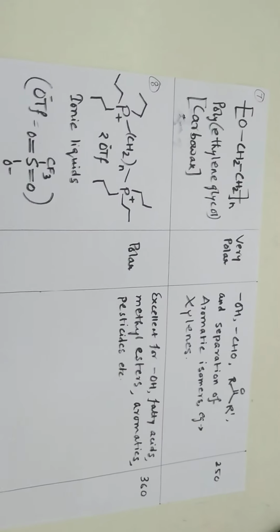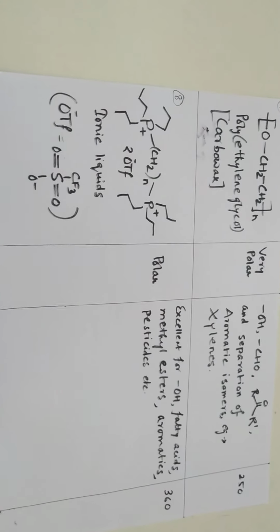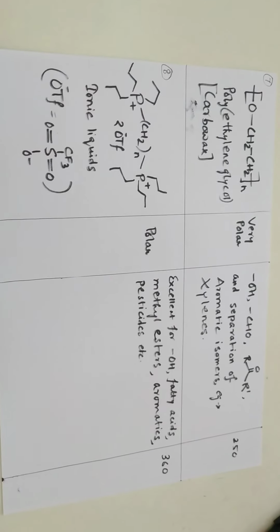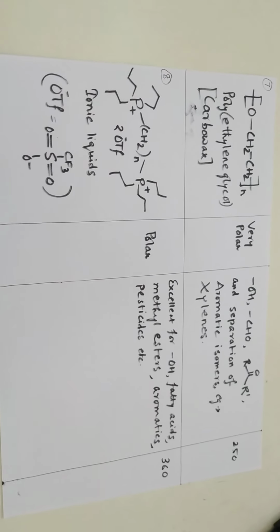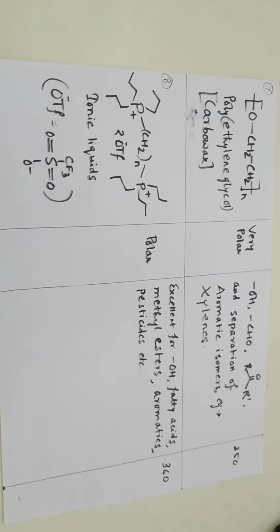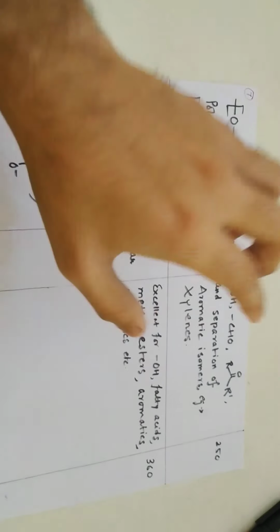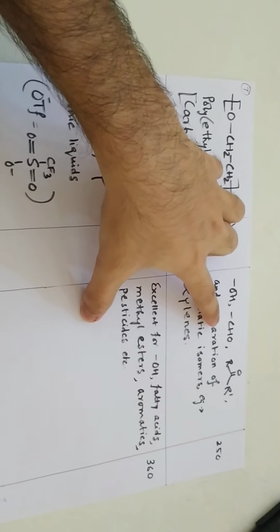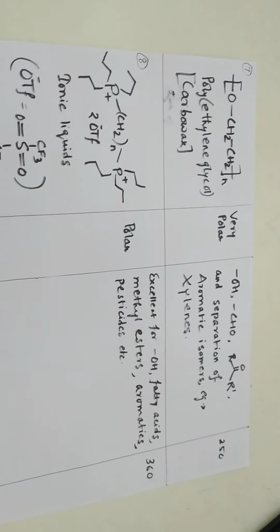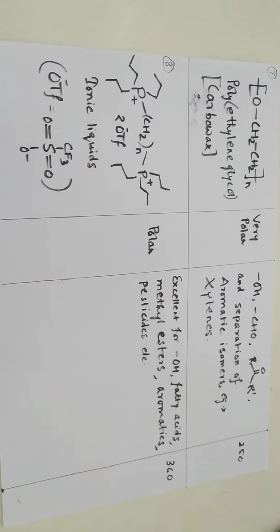The last two types are polyethylene glycol, which is also called Carbowax, and it is particularly limited in its operating temperature, that is, the maximum operating temperature is 250 degrees Celsius, and it is extremely polar. It is extremely useful for the separation of alcohols. That is, I have written the groups here: OH groups, CHO aldehyde groups, ketonic groups, and separation of aromatic isomers, for example xylenes. And the last one is ionic liquids.